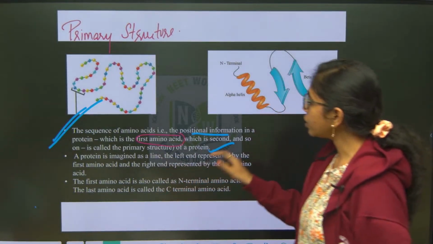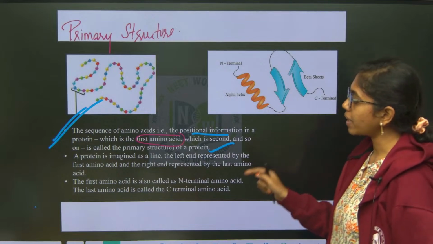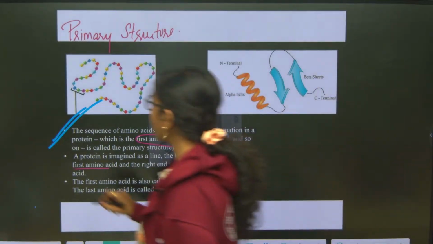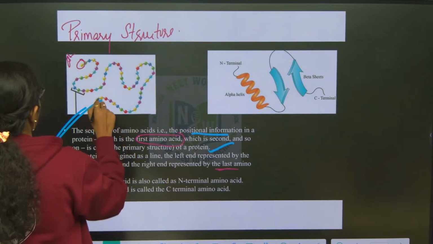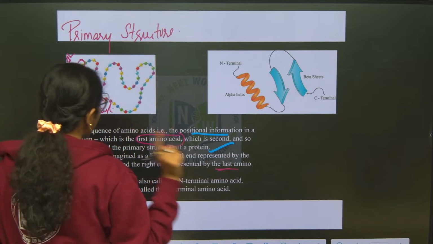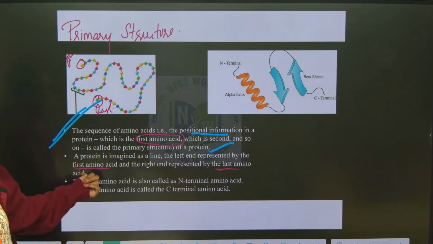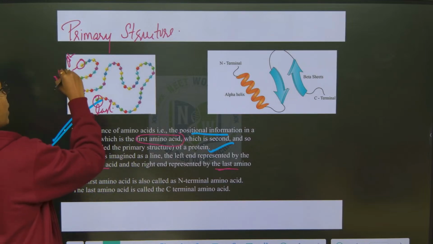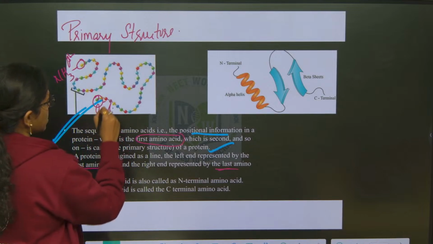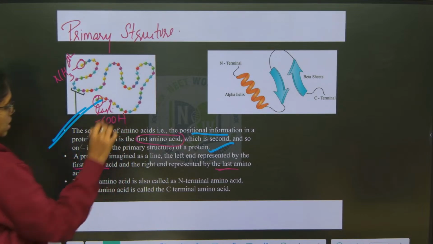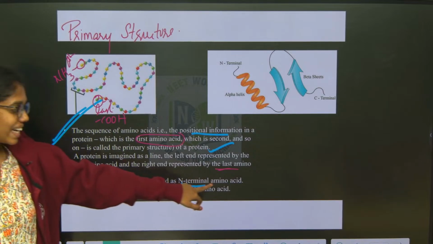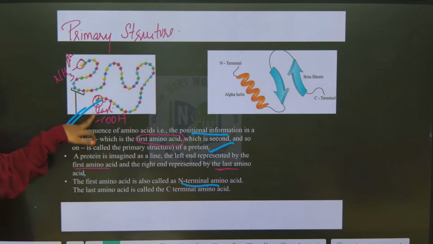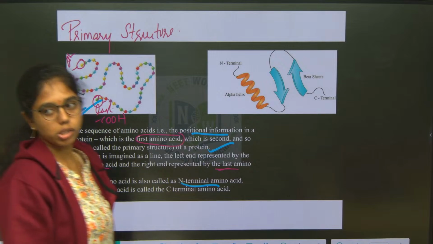That is the reason I have picked up the direct NCERT liners. A protein is imagined as a line. The left end is represented by the first amino acid and the right end by the last amino acid. You have to remember the ends. At the first end, what will be free? A free amino group is present. At the last amino acid, a free carboxyl group will be present. The first amino acid is also called the N-terminal amino acid because it has a free amino group, and the last amino acid is the C-terminal amino acid because it has a carboxyl group.